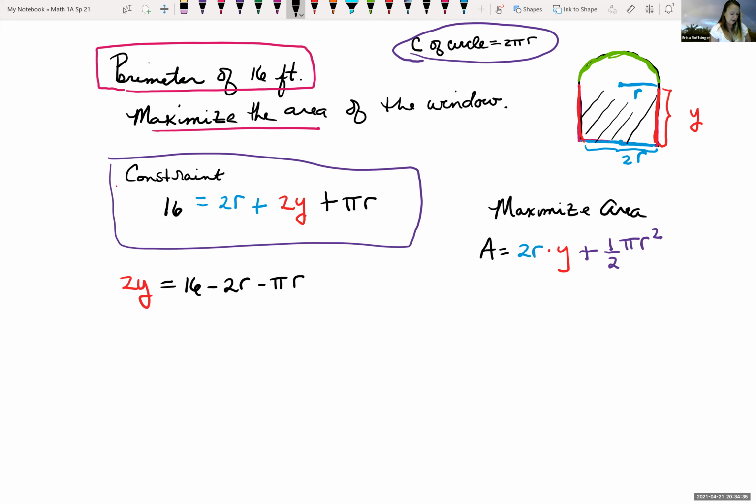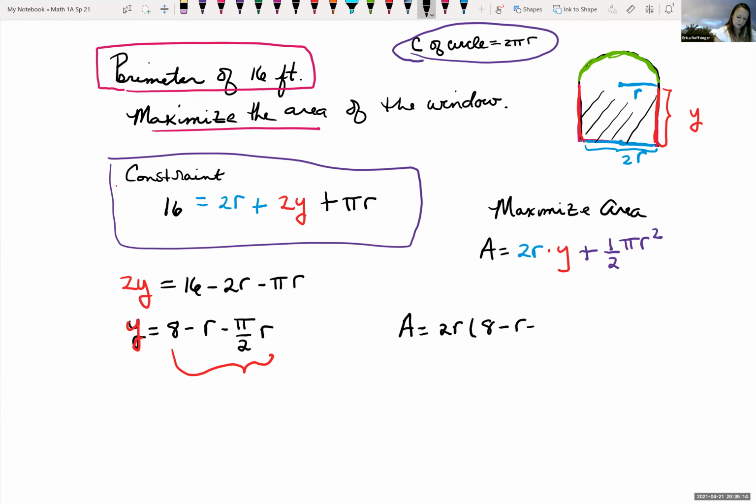So I could divide everything through by 2. If I do that, I get y is equal to 16 divided by 2, which is 8, minus 2r divided by 2, which is just r, minus pi halves r. So we want to go back to what we're trying to maximize and replace it with this. And so we get the area is 2r times y, which we just said was 8 minus r minus pi halves r, plus 1/2 pi r squared.